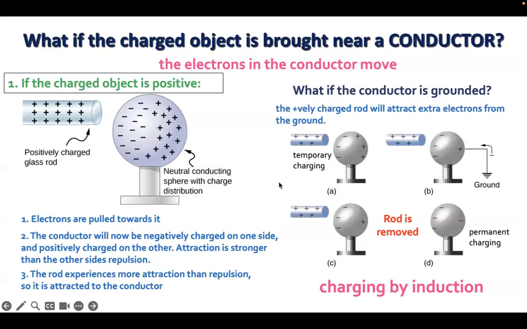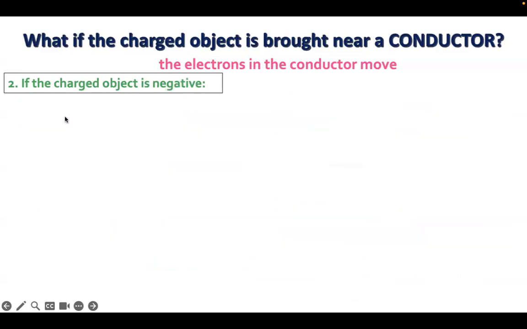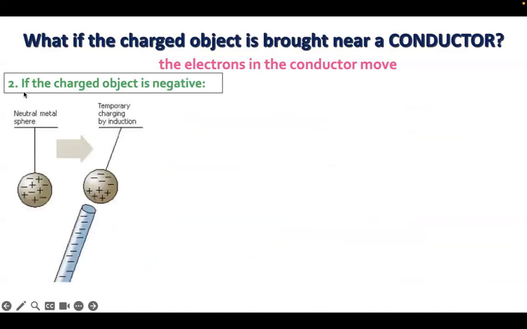Now let's look at another example. If the charged rod were negative, what would happen? Look at me. If I have the negatively charged rod and I bring it close to a neutral metal sphere, knowing that electrons are the only particles that can move, what will happen? Electrons will leave and get repelled by the negatively charged rod. So they leave to one side of the sphere. And now the sphere is temporarily charged by induction.